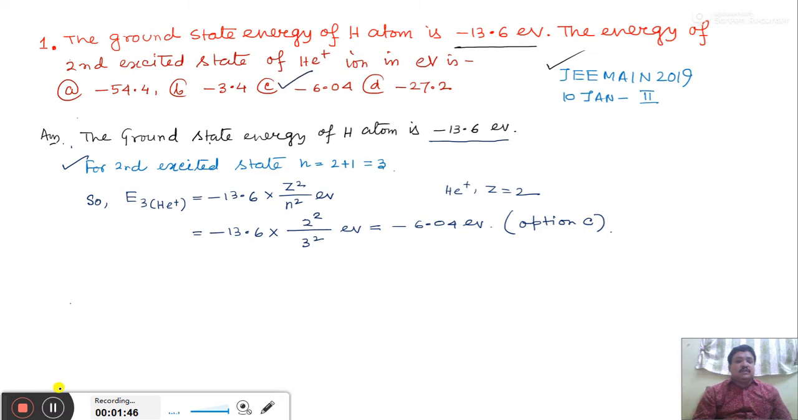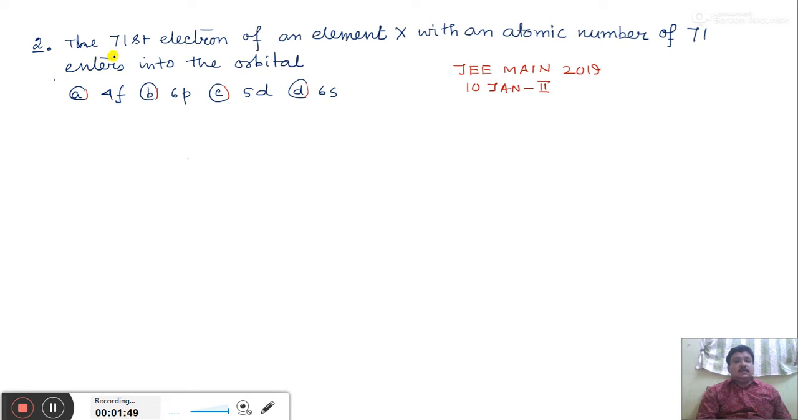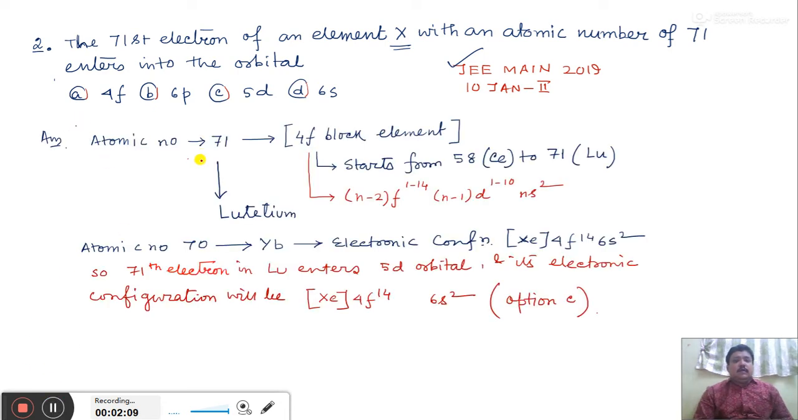Now my second question is: the 71st electron of an element X with atomic number 71 enters into the orbital 4f, 6p, 5d, or 6s. This question came in the JEE Main exam 2019. Now atomic number 71 means it is an f-block element. The 4f block starts from cerium 58 to lutetium 71. So the element with atomic number 71 is lutetium.